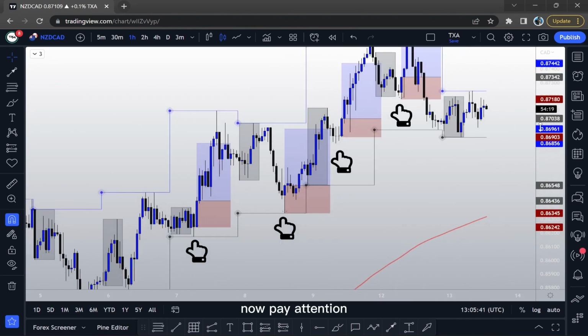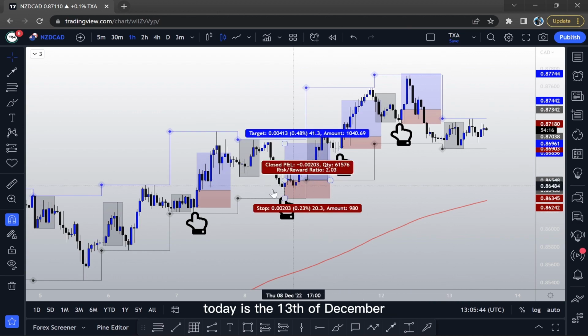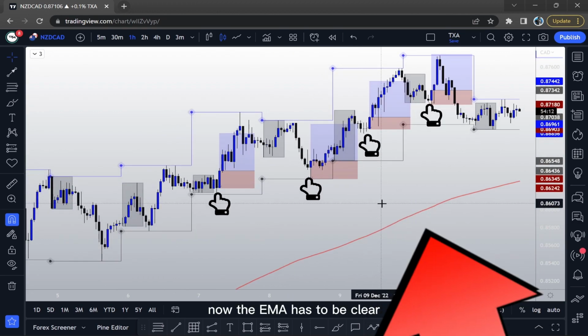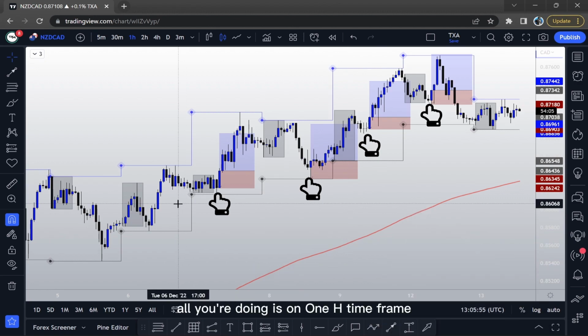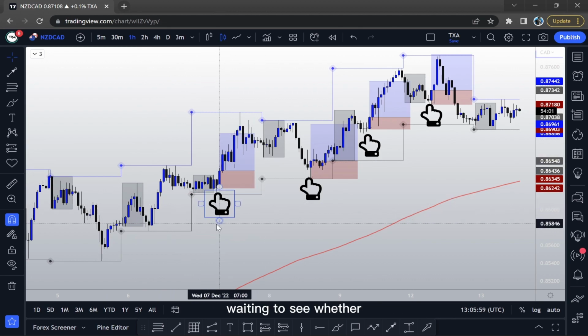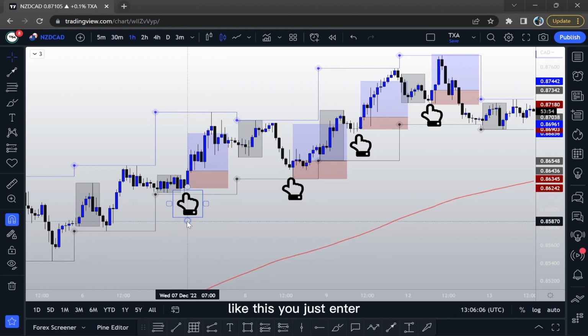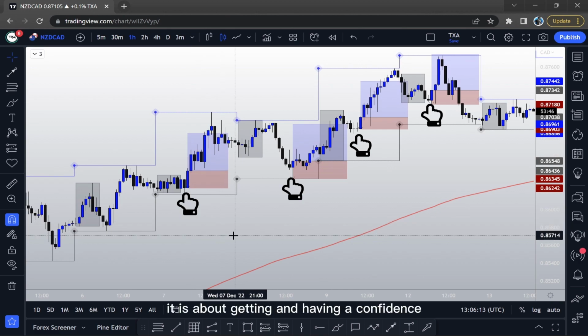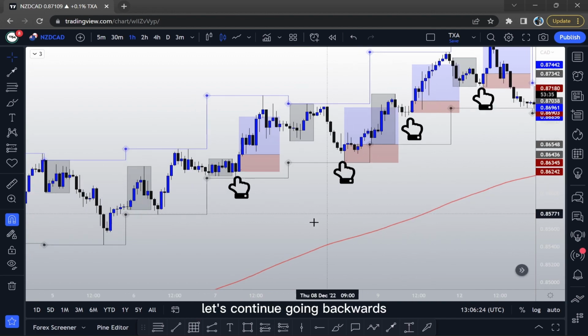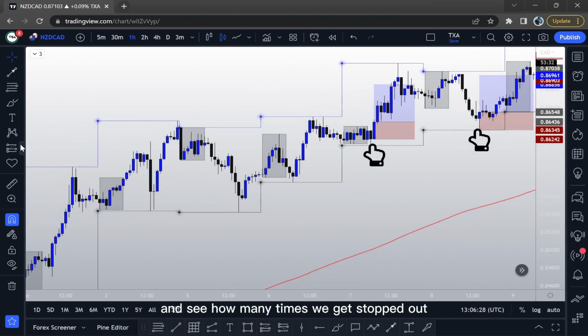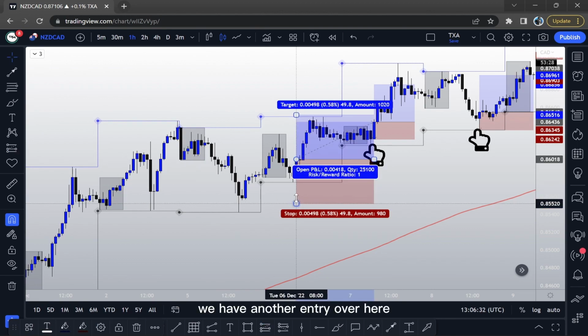Now, pay attention. Today is the 13th of December, and already we had, now the EMA has to be clear. This 200 EMA has to be underneath the price. It shouldn't be anywhere near the price. All you're doing is on 1H time frame, waiting to see whether there's a 1H engulfing candlestick entry like this, you just enter. Forget about anything else. Just enter in for 2%, 1%. Doesn't matter. It is about getting and having confidence within this strategy. So right there we have the entry. Here's the entry. And here's the entry. Let's continue going backwards. Let's backtest this strategy and see how many times we get stopped out. We have another entry over here.